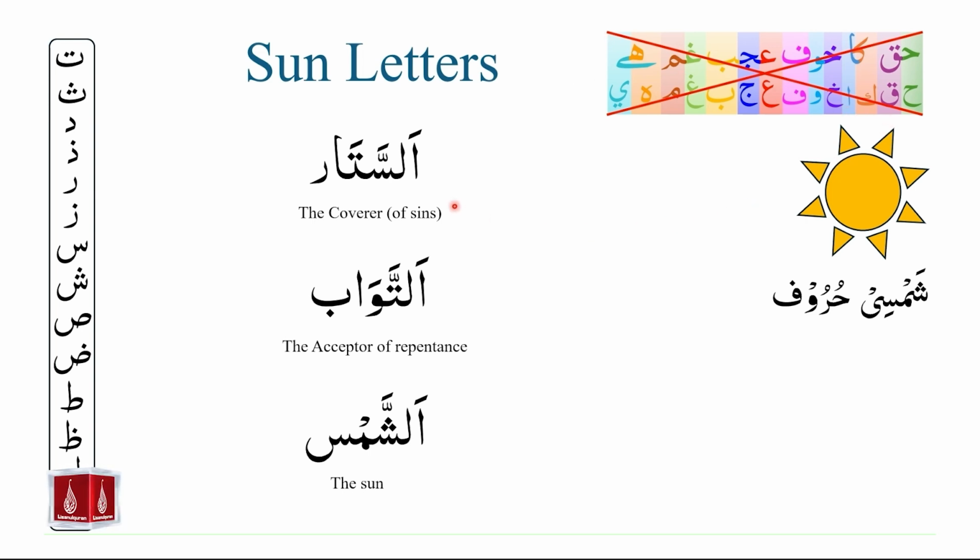We have the first example of As-Sattar, which means the coverer of sins. In As-Sattar, I am not pronouncing the lam in Al. I am not saying Al-Sattar. I am pronouncing it As-Sattar. The reason I am saying As-Sattar is because the seen that follows the lam in Al is included in the sun letters or Shamsi huruf. In other words, the seen is also not included in haq ka khauf ajab gham hai, so I will not be pronouncing the lam in Al in the word As-Sattar.